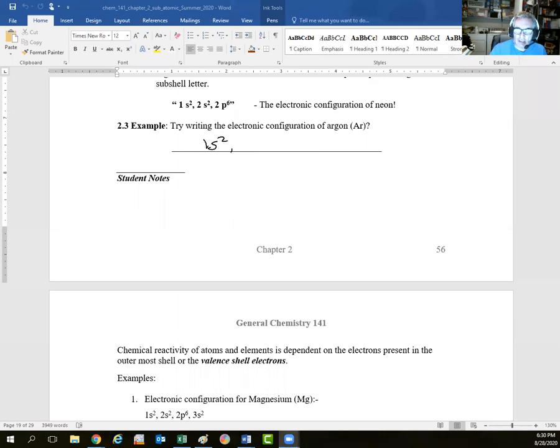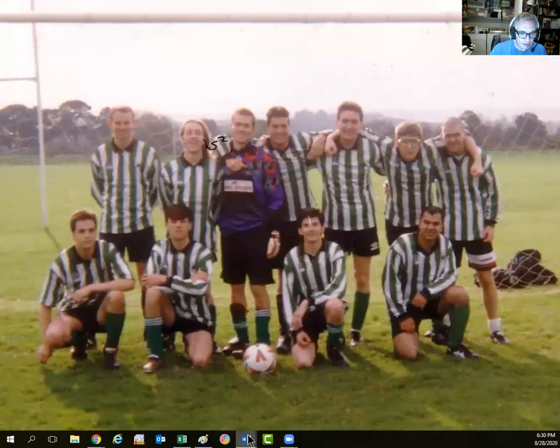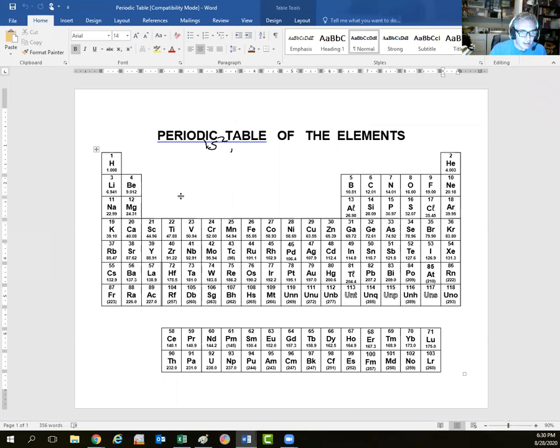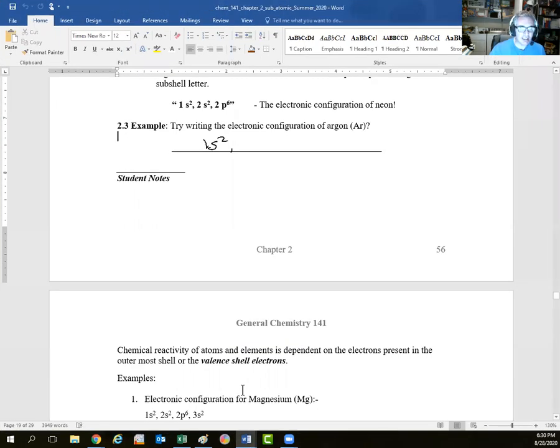And for argon, after hydrogen and helium, we then have lithium and beryllium, which is back on the left in the second row. So we're talking about the second shell, the 2s subshell.